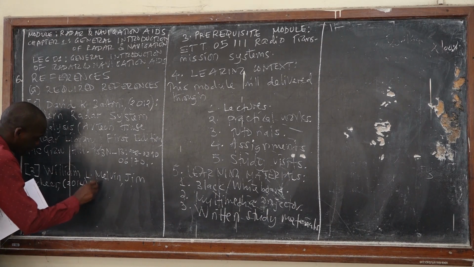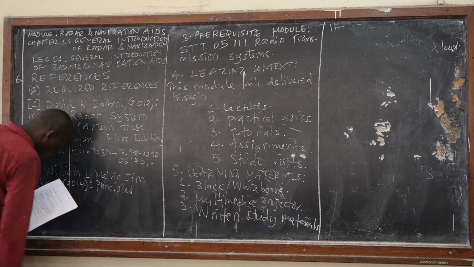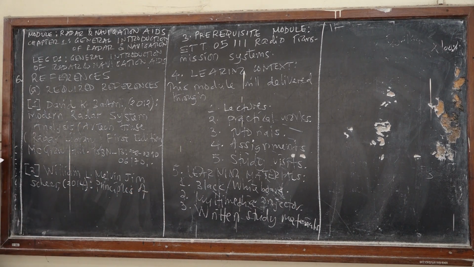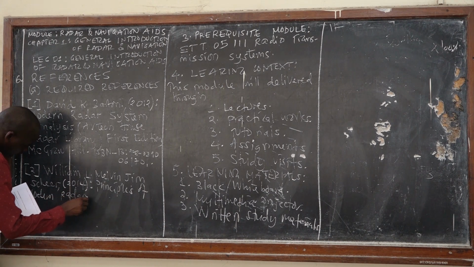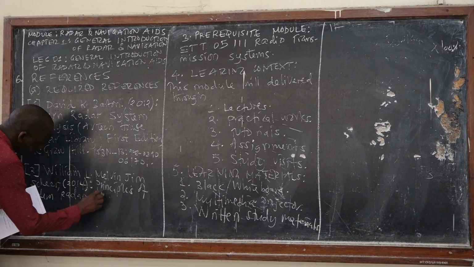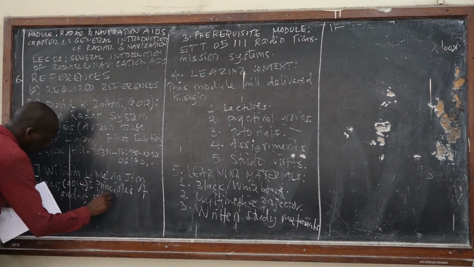So the name of the book is called Principles. Say Principles. You don't say it here because you don't like it, but if you were Yanga or Simba, you could support it without any external force. Say Principles of Modern Radar. Wonderful. Then say the edition.